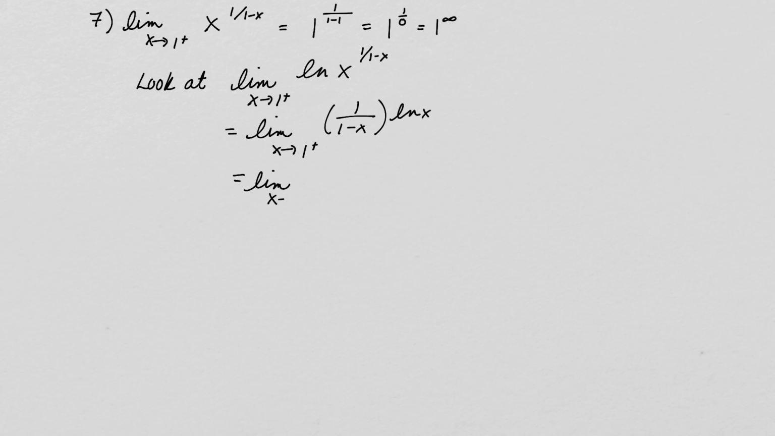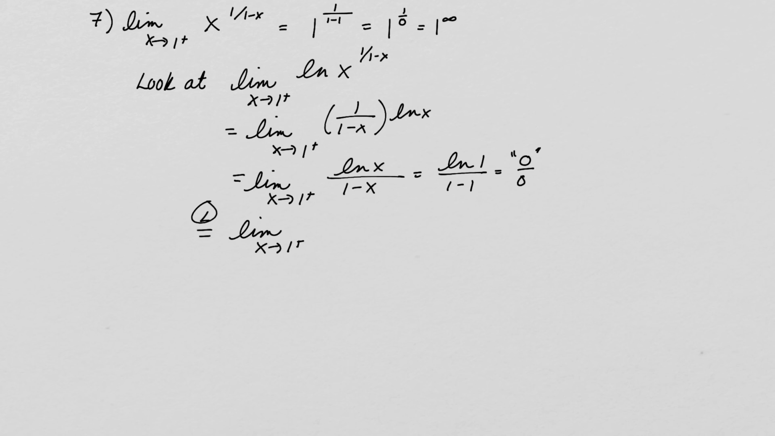So it's going to be the limit as x approaches 1 from the right of the natural log of x over 1 minus x. If I plug in, we end up with the natural log of 1 divided by 1 minus 1, or 0 over 0. So we're going to do L'Hopital's rule. So we end up with the limit as x approaches 1 from the right. The derivative of the natural log of x is 1 over x, divided by, derivative of 1 is 0, the derivative of minus x is minus 1. So this all becomes 1 over 1 divided by negative 1. So it's all negative 1.